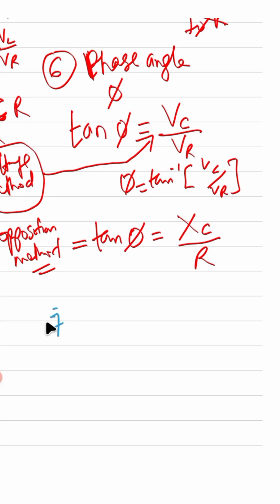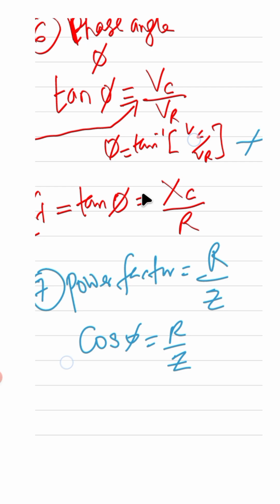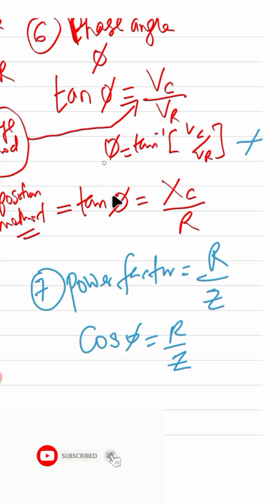The next point is if they ask you for what is called the power factor. The power factor of an AC circuit is always constant. The formula is R over Z, no matter whether you are doing RC or RL. The power factor is cos phi, and cos phi is R over Z. That means after getting phi, just do the cosine. When phi is 60 degrees, you now do cos 60. Cos 60 will be the power factor.